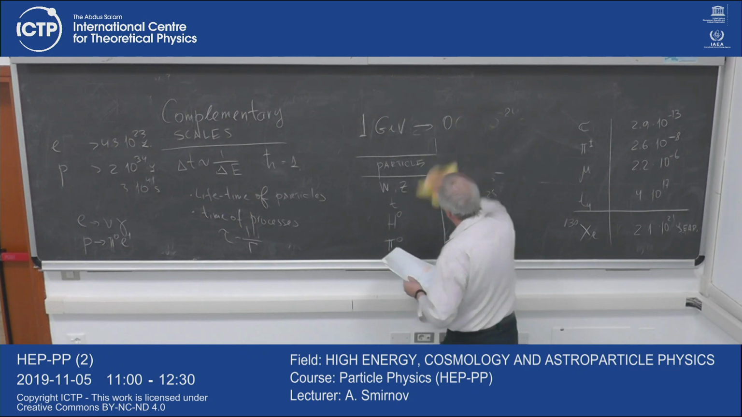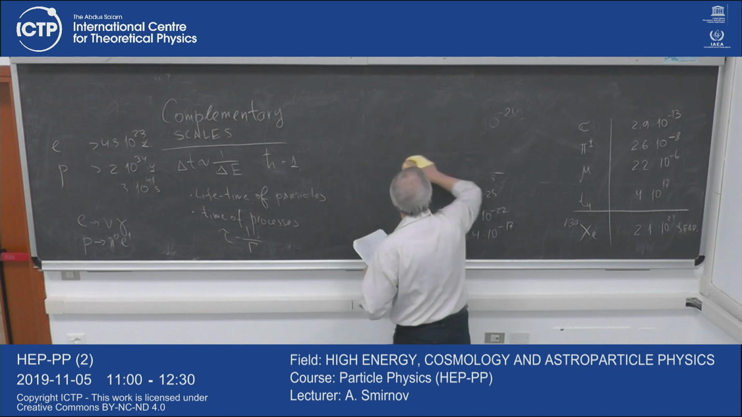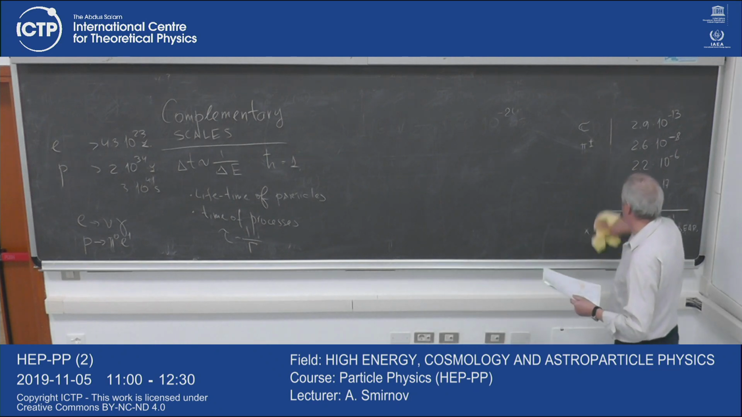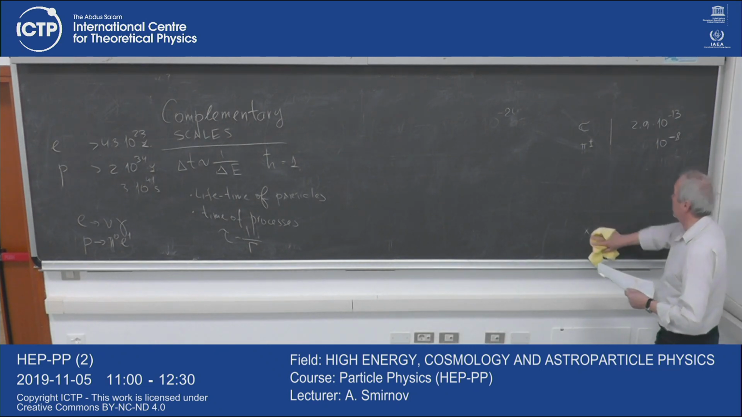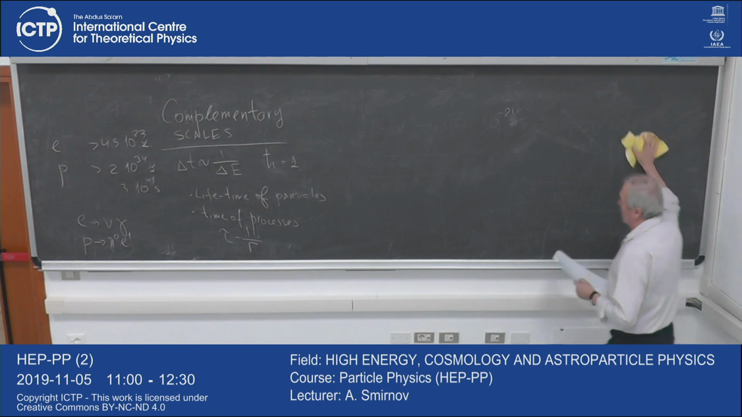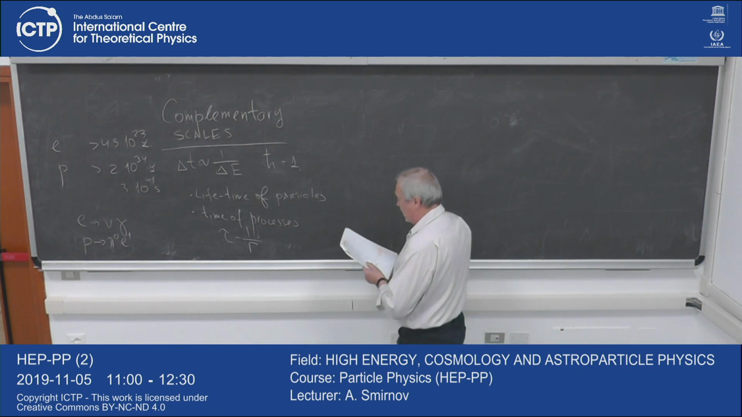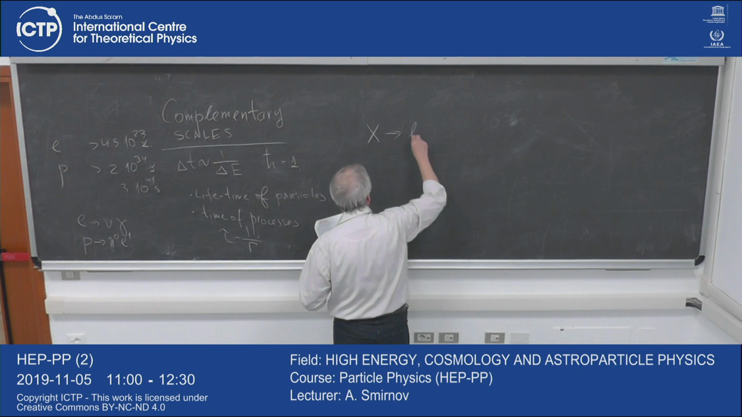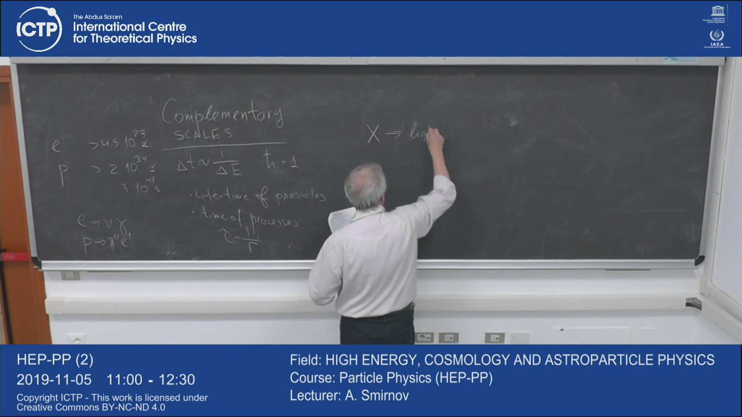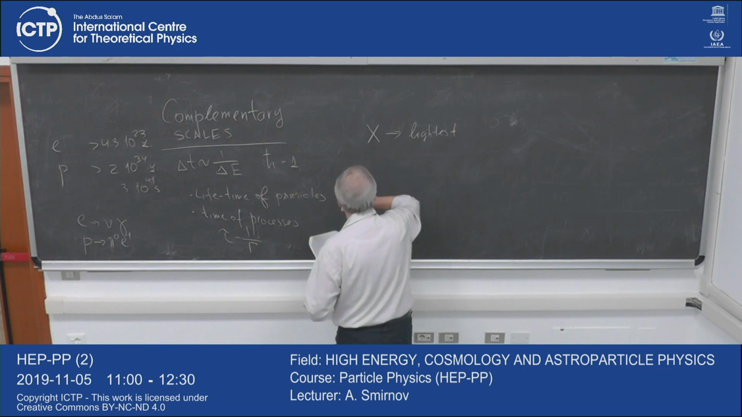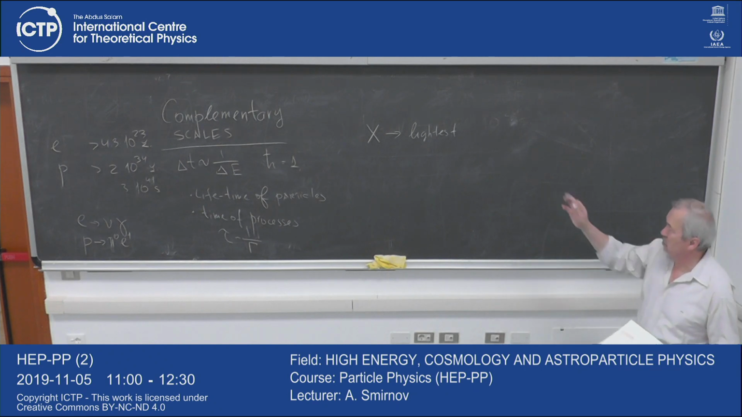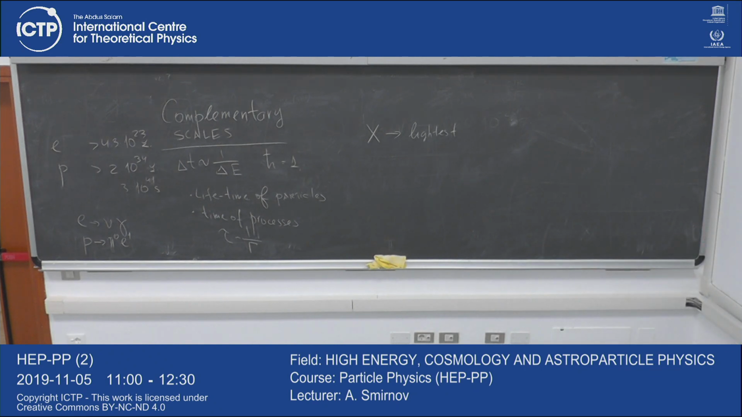So let me make probably a final comment. Knowledge of the values of masses contains a lot of important information, and we will discuss this at length. A particle can decay only into lighter particles, at least in vacuum. So if you have a particle X, it can decay into particles with masses smaller than the mass of X, or the sum of the masses should be smaller than the mass of particle X.